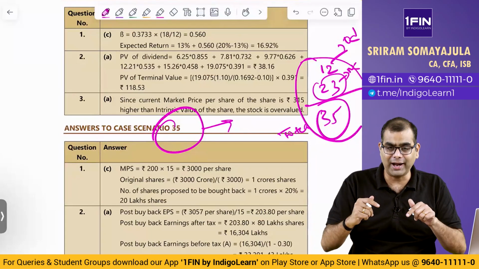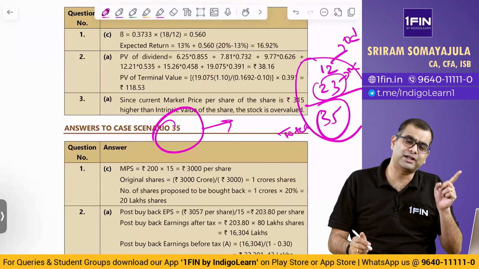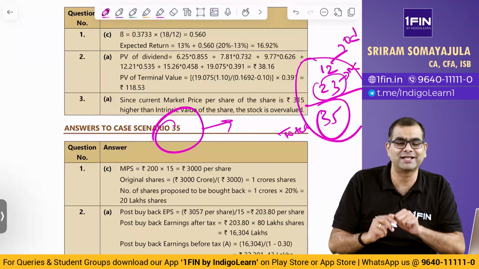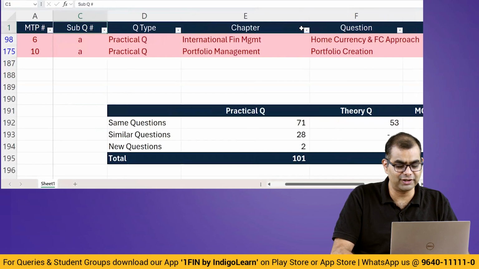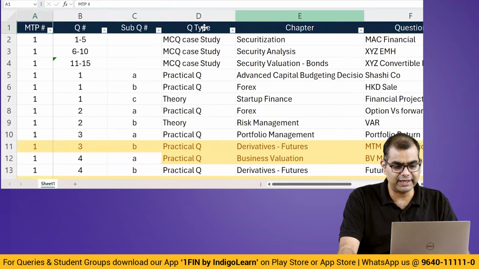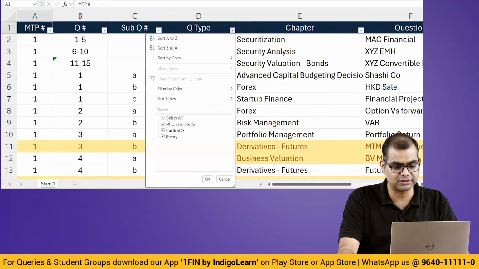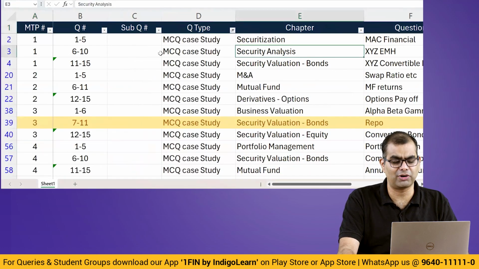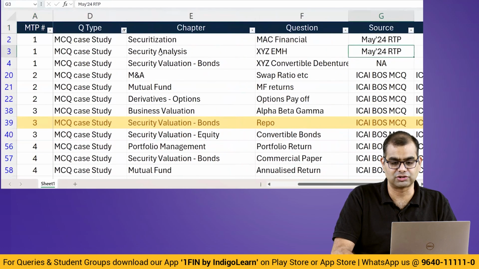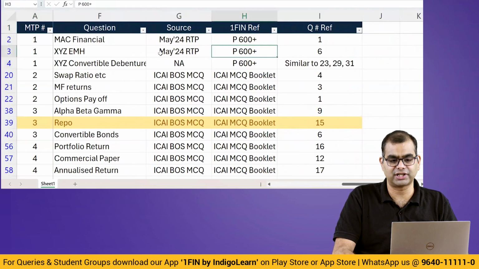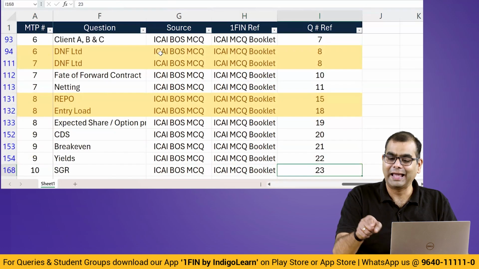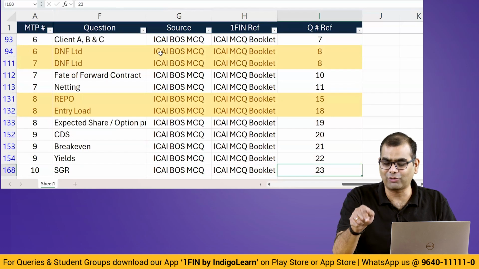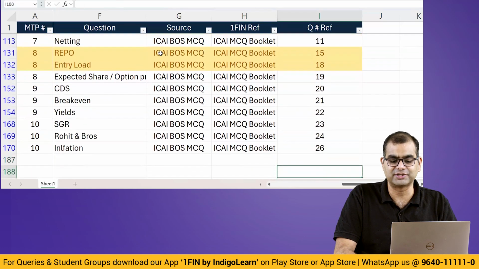That comes secondary. But why am I talking about this when I'm talking about these mock test papers? The reason is, coming back to the Excel sheet, if I filter it only on MCQs, as MCQ based case studies, you will see each model test paper has 3 case studies, some have 4 also. Other than the first 3 which we've taken from the May 24 RTP, every other case study is actually taken from the MCQ booklet. Almost everything we just discussed has been taken from there.